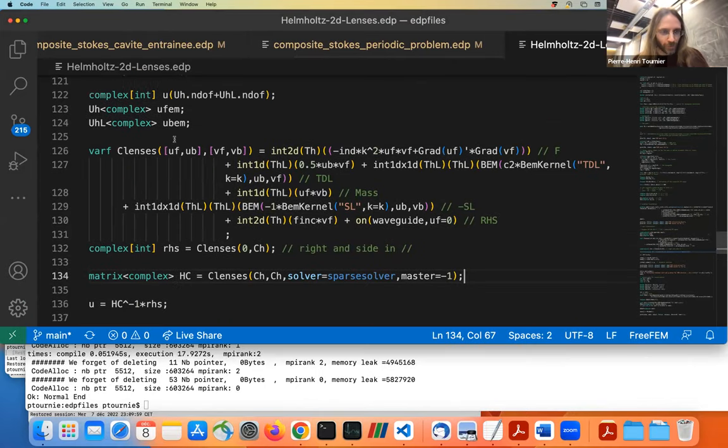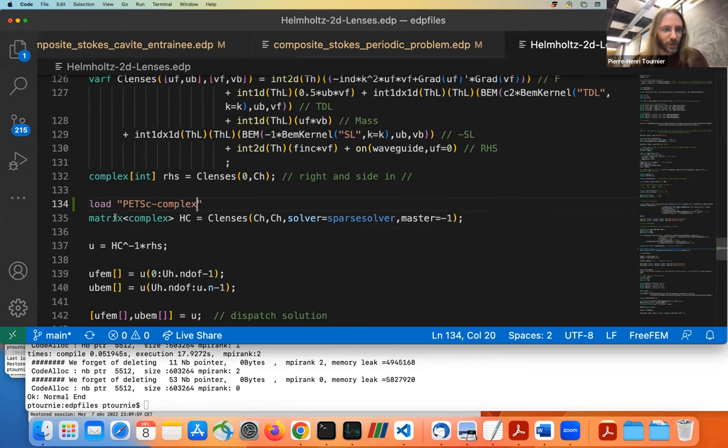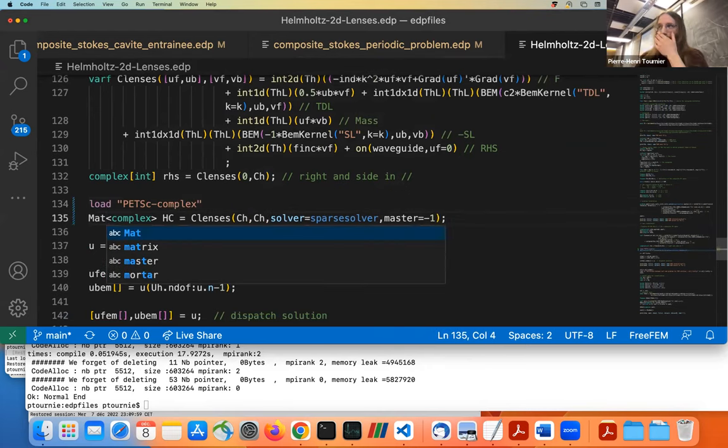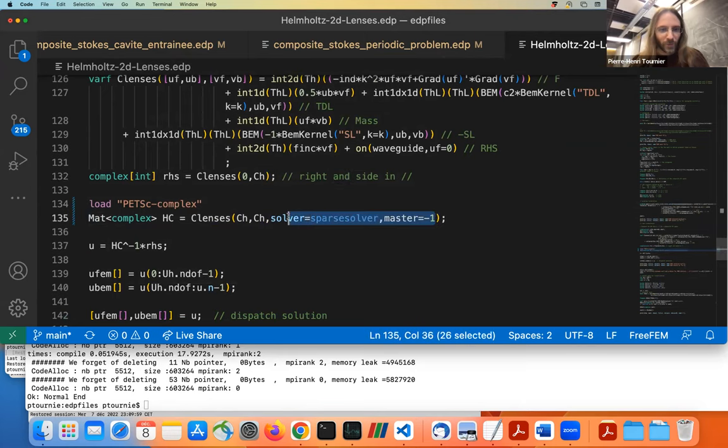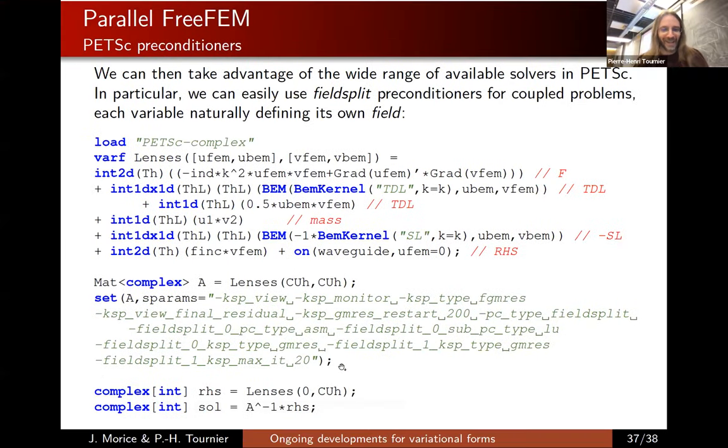So once again, let's load PETSc. This is a complex problem, so I need to load the complex version of PETSc. Here, instead of matrix, I write mat, and that's it. And now I can just, once again, do things. Okay, here I will cheat a little bit because a good preconditioner is like this. I can very quickly explain the lines, but hopefully I should be able to.